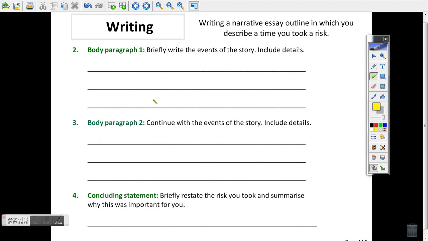Okay, as for the body paragraph, you need to write 2 here. For paragraph 1, briefly write the events of the story and include details. So here, events and details. For body paragraph 2, continue with the events of the story and include details. So maybe in 1, you can write 1 or 2 events and another 1 or 2 events for paragraph 2. And for the concluding statement, briefly restate the risk that you took. So this is from the introductory paragraph, right? And then summarize why this was important for you.